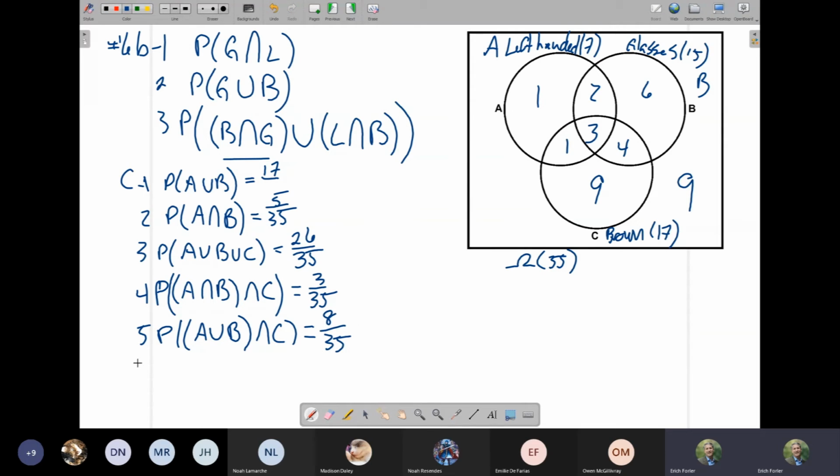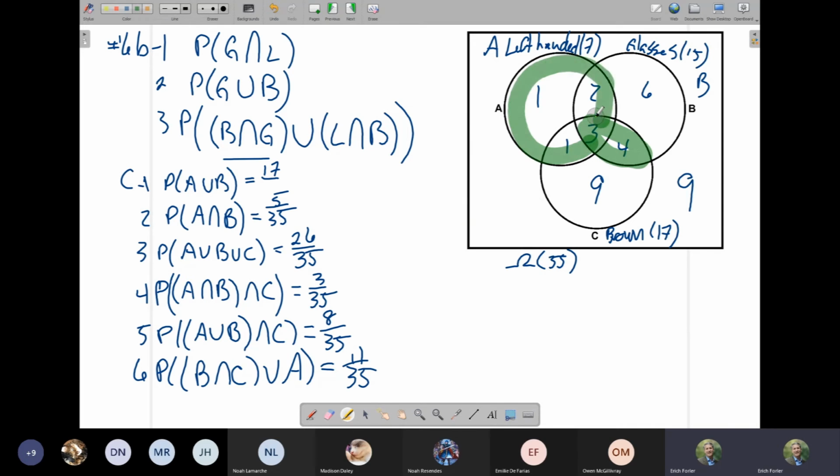Oh, and there's one more, part 6. Probability of B intersection C union with A, which is equal to 11 out of 35. So how do we get that? The intersection of B and C is here, and then that's union with everything that's in A, so everything that is possible in A. So if we add those all up, we get 7, plus 1 is 10, plus 1 is 11, which gives us 11 out of 35.